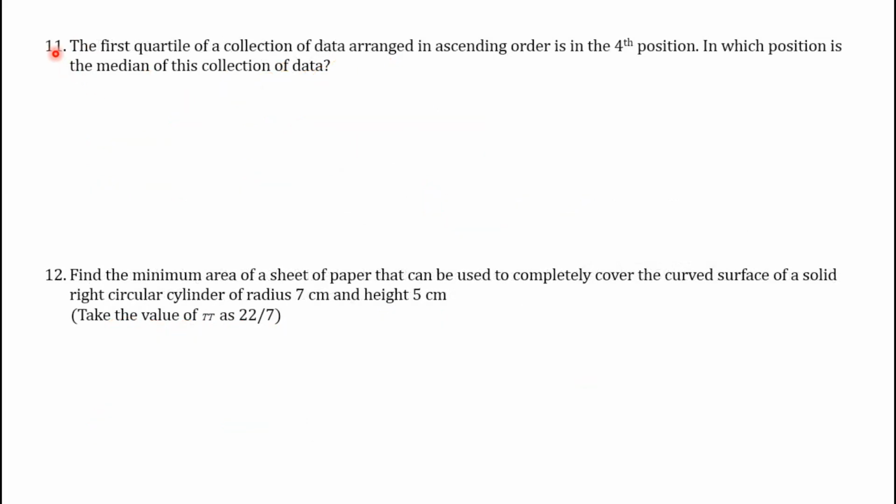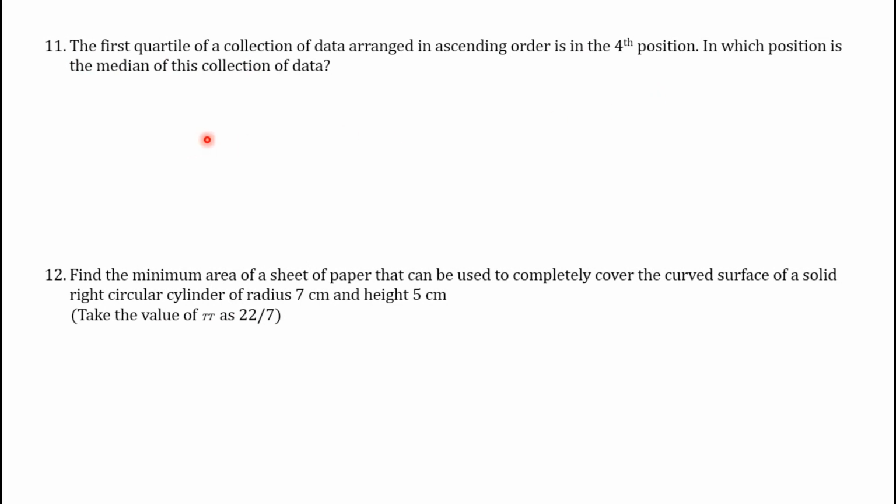Question number 11. It says the first quartile of a collection of data arranged in ascending order is in the fourth position. In which position is the median of this collection of data? So it says the first quartile is in the fourth position of a collection of data, and they are asking in which position is the median of this collection of data.